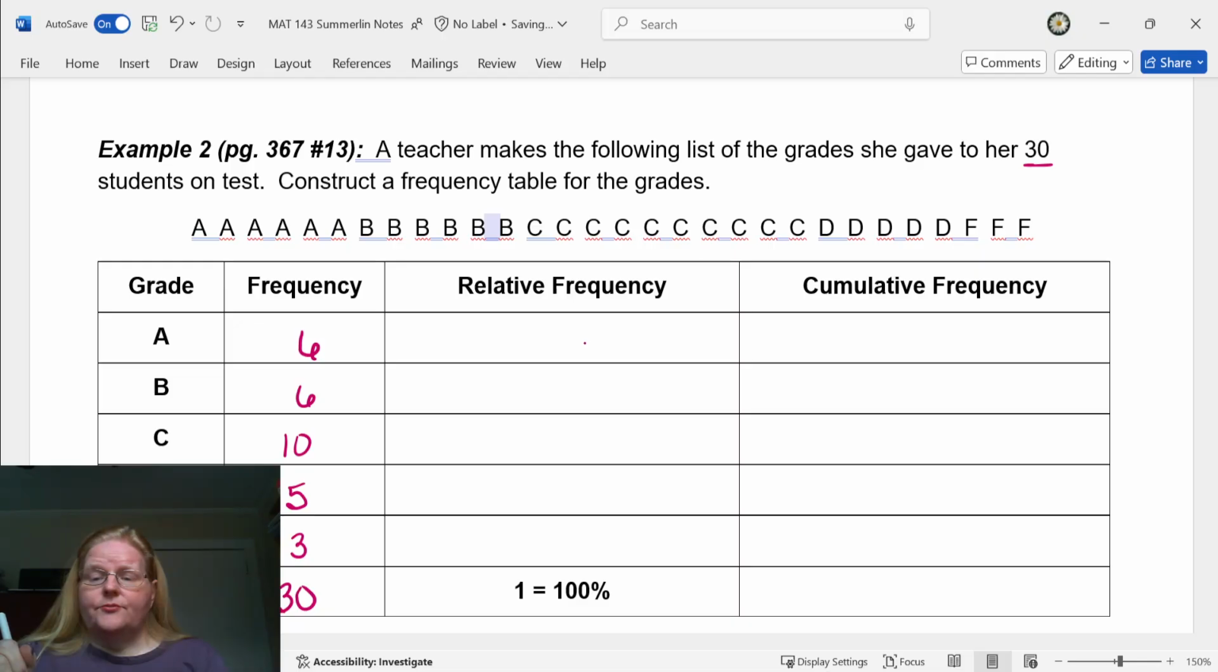The relative frequency is when I take the frequency for this, that's the 6, and I put it over the total frequency, which is 30. And I do my division. So 6 divided by 30 in my handy dandy calculator.